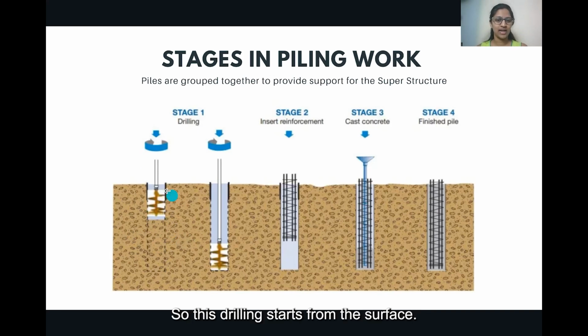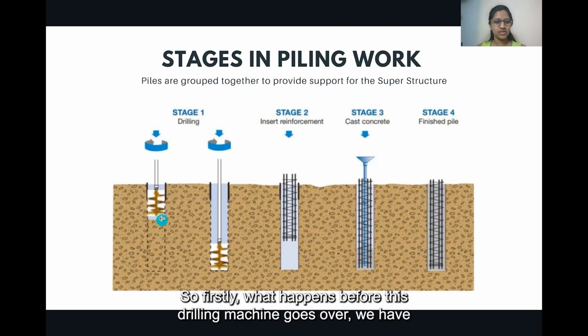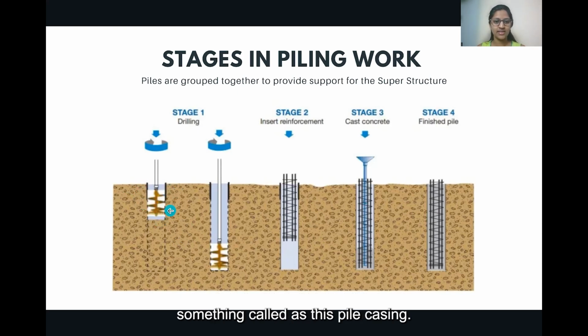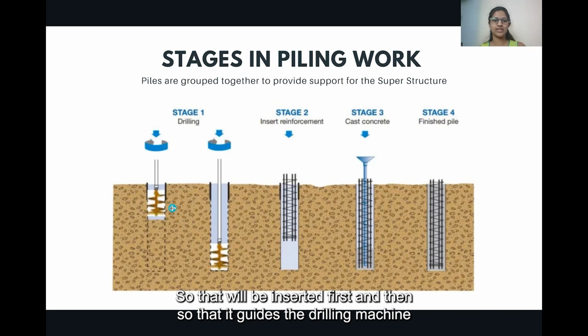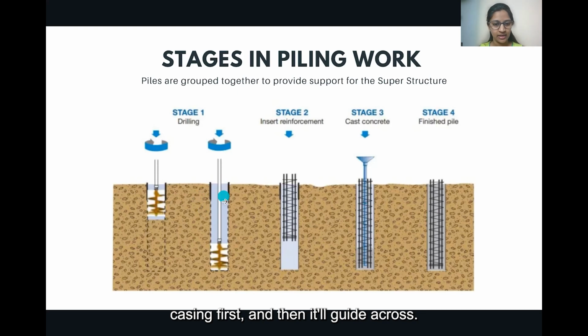So this drilling starts from the surface. Now I will just show you, this is called the pile casing. I think you can see this thicker line over here, right? Firstly, before the drilling machine goes over, we have something called the pile casing. That is like a hollow membrane of cast iron. That will be inserted first so that it guides the drilling machine to go in a straight line. That is why we insert this particular pile casing first, and then it will guide across.